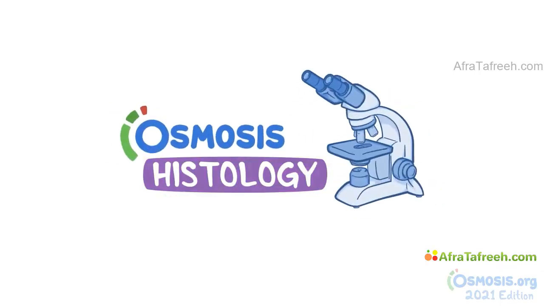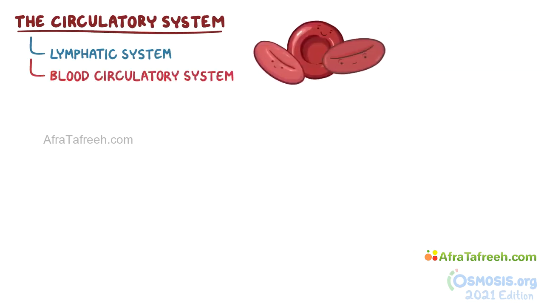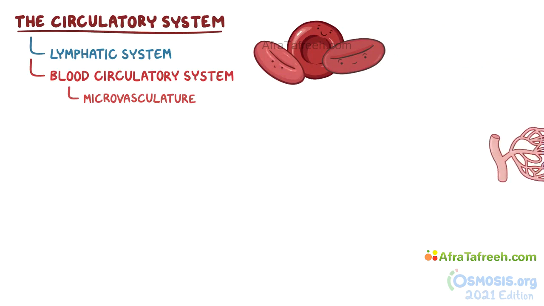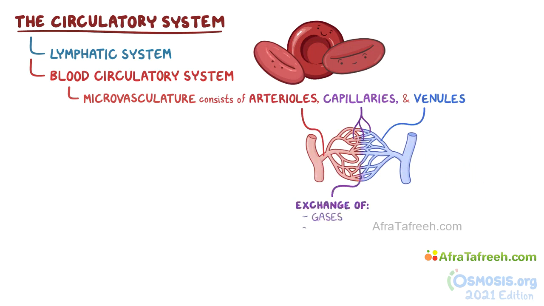Now, let's get a closer look. The circulatory system consists of two functional parts, the lymphatic system and the blood circulatory system. The microvasculature is part of the blood circulatory system and consists of the arterioles, capillaries, and venules. This is the portion of the circulatory system that's responsible for the exchange of gases, nutrients, fluids, and metabolic waste. The majority of this exchange happens in the capillaries.